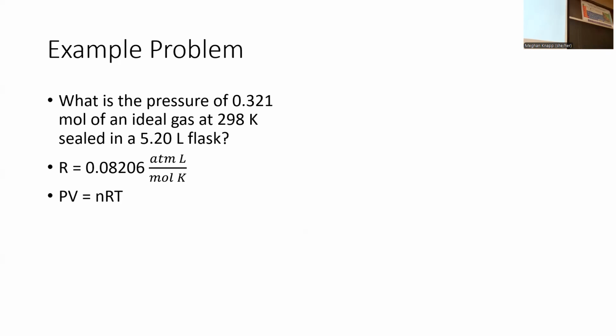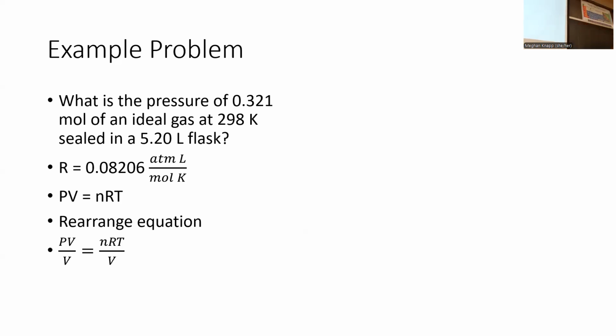So the first thing I would do is I would say, okay, I'm looking for pressure, so I need to rearrange this equation, PV equals nRT, so that I'm solving for the pressure. That means I need to get P by itself. How do I get P by itself? Divide by V, divide by the volume. Okay, so that's what that's going to look like. The volume will cancel on the left-hand side, and then what's on the right-hand side is what we'll be plugging into.